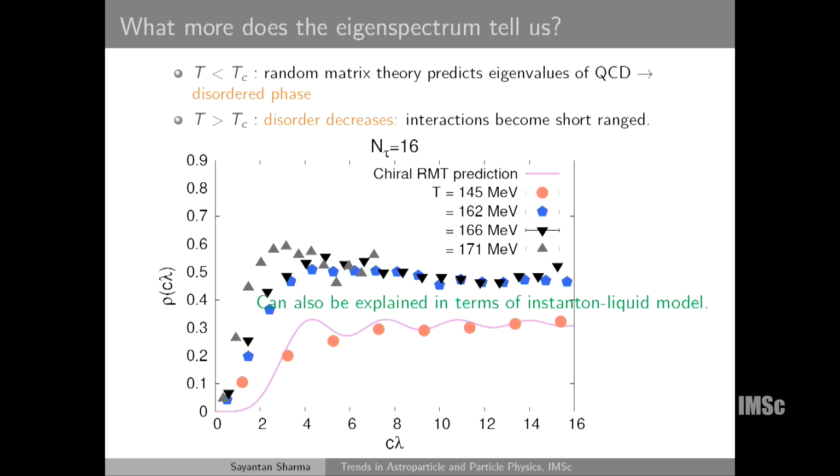And some people have also tried to get these predictions from random matrix theory from a model, the instanton liquid model. But I would not like to go into details of it.